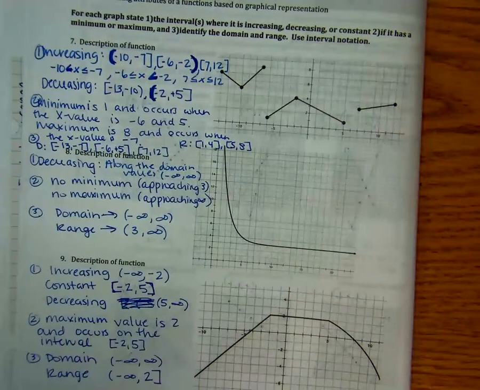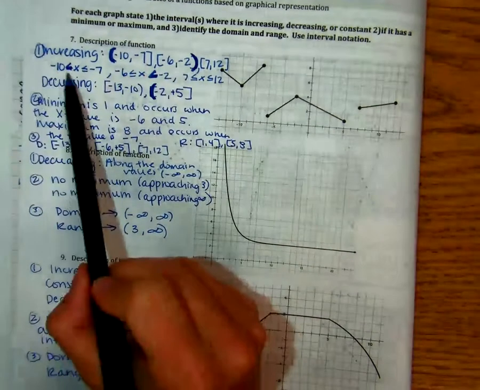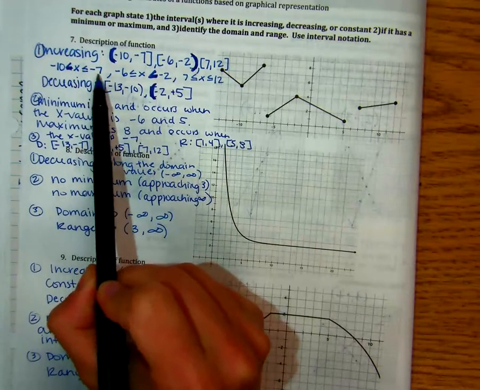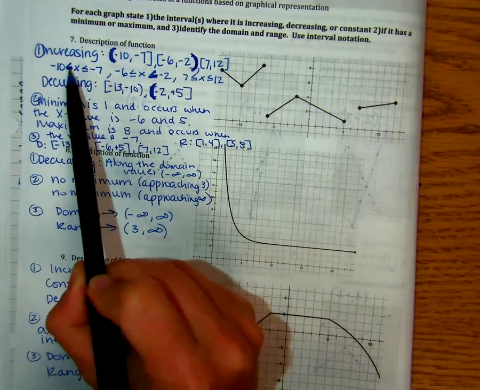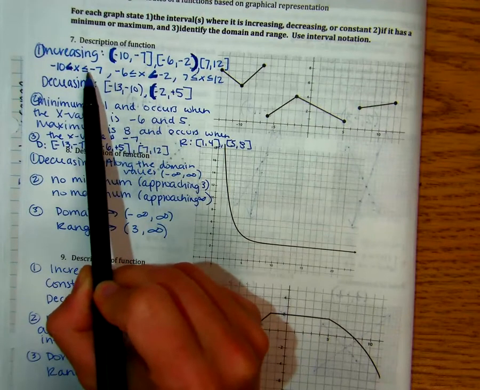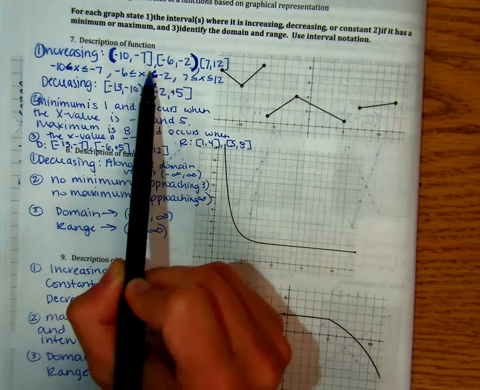If you decided to use set notation just as a practice, you should have -10 is less than x, which is less than or equal to -7. And remember, less than or greater than is the soft brackets, and then less than or equal to or greater than or equal to are going to be your hard brackets.